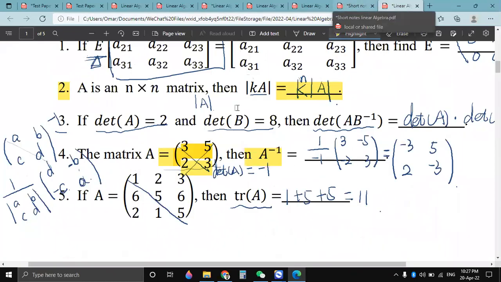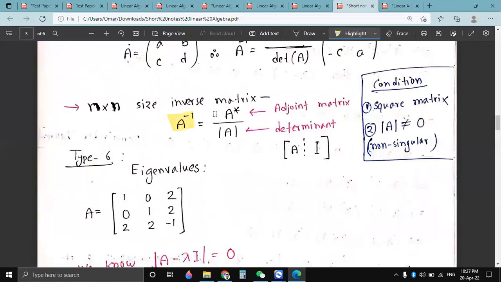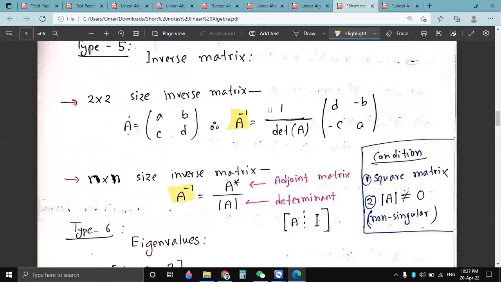1 over, okay. So you see, this is a 2 by 2 matrix, right? So for a 2 by 2 matrix, the formula for inverse is here. It will be 1 over determinant of A, and then we exchange the first corner. Okay, you see here, we exchange the first corner, and then we multiply minus with the second corner.